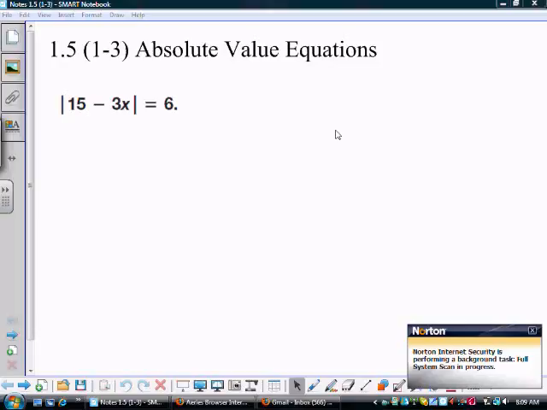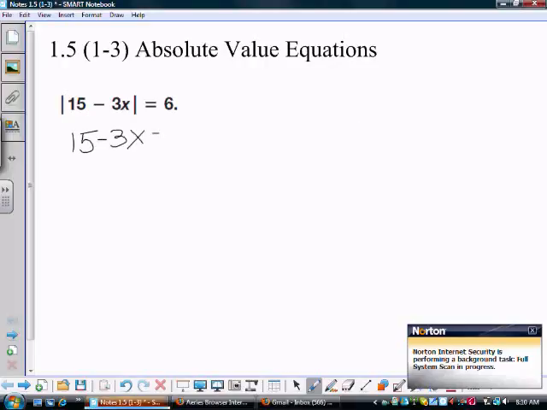Actually, you can put both a positive number inside the absolute value and get 6, and a negative number inside the absolute value and get 6. If 15 minus 3x is equal to positive 6, I have a solution for this equation. But if the inside of the absolute value is equal to negative 6, take the absolute value of that, I still get positive 6. So I have a solution to the equation. So I solve two equations.